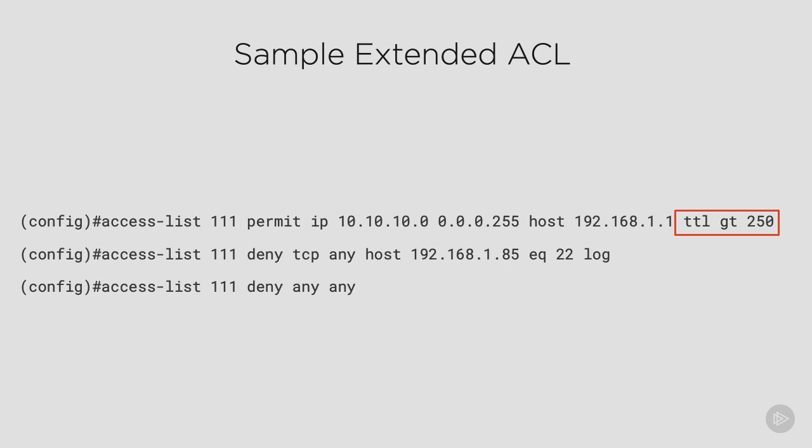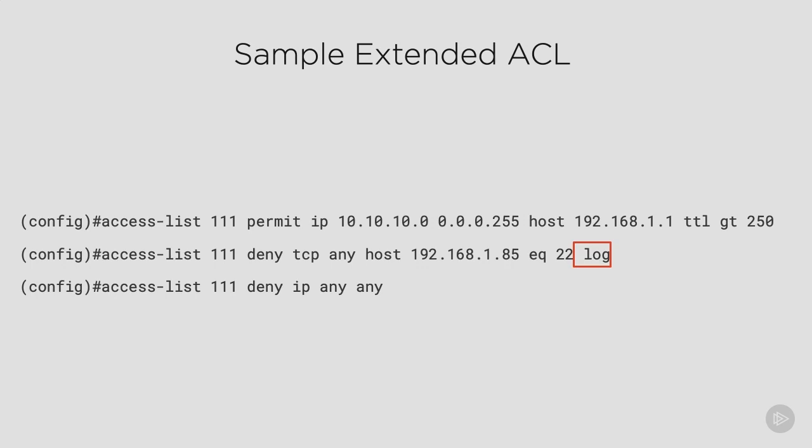The next line denies traffic that is using TCP over port 22 from any IP address destined to the host of 192.168.1.85. Any traffic that matches this statement would have a syslog message created.